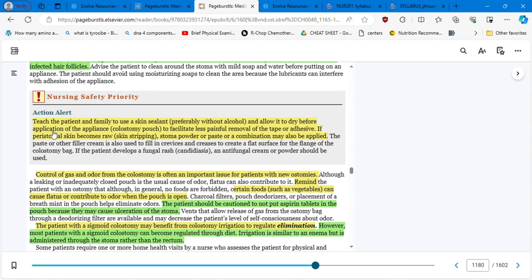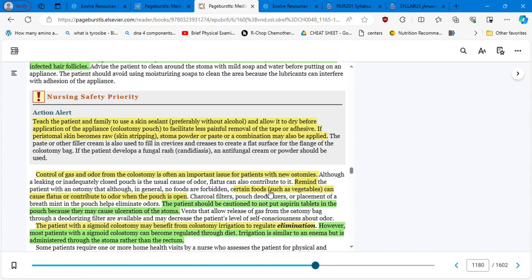Safety priority: teach the patient and family to use a skin sealant, preferably without alcohol, and allow it to dry before application of the appliance, colostomy pouch, to facilitate less painful removal of the tape or adhesive. If the peristomal skin becomes raw, skin barrier powder or paste, or a combination, may also be applied. Control of gas and odor from the colostomy is often an important issue for patients with new ostomies.